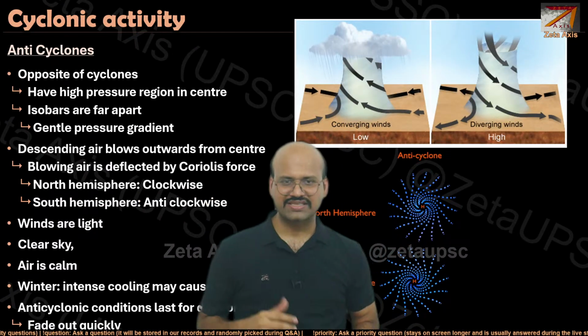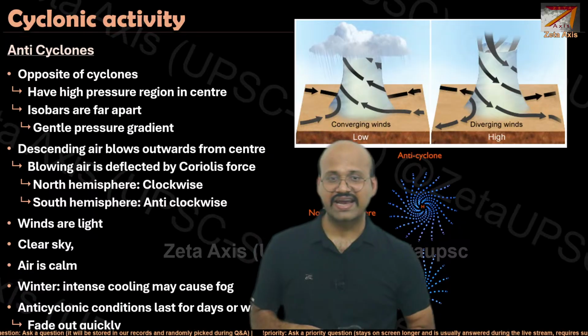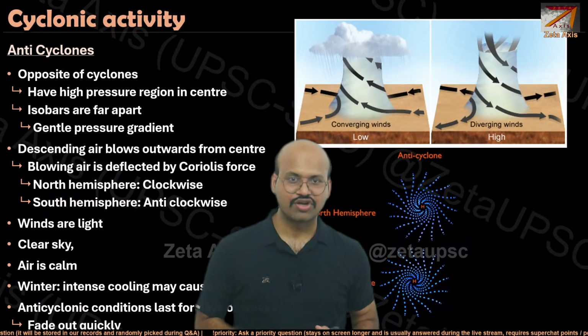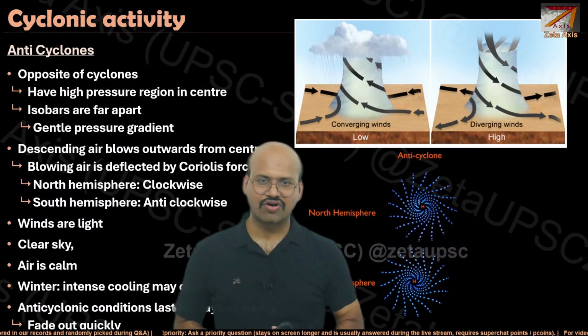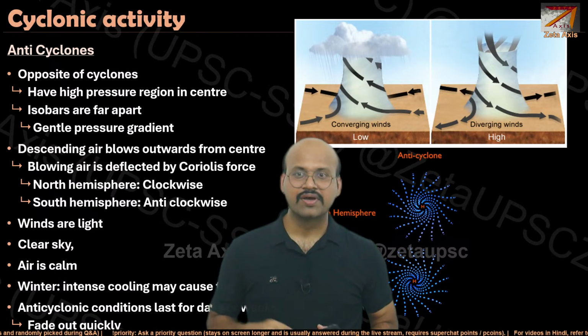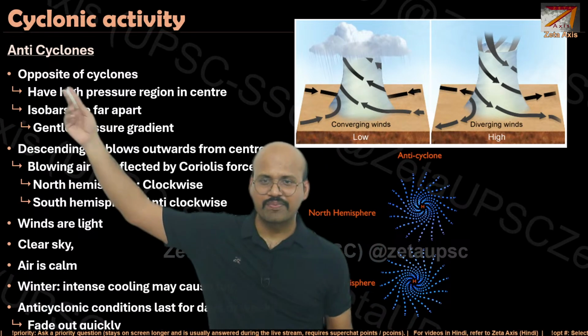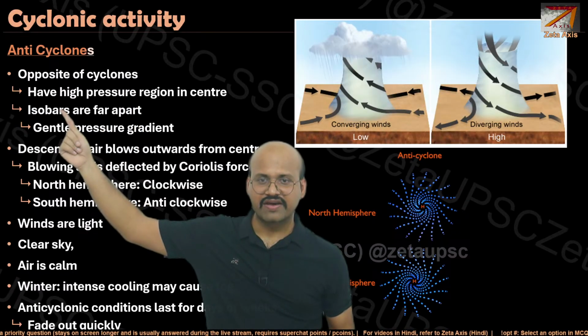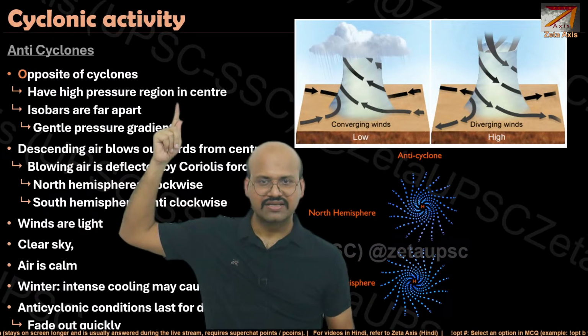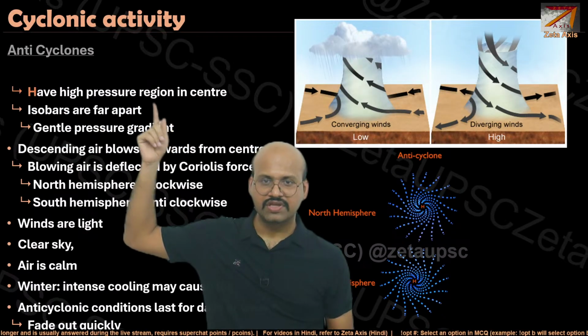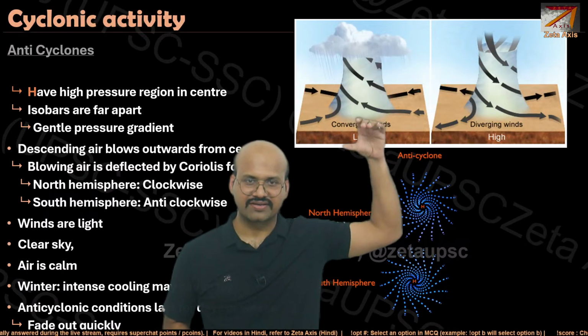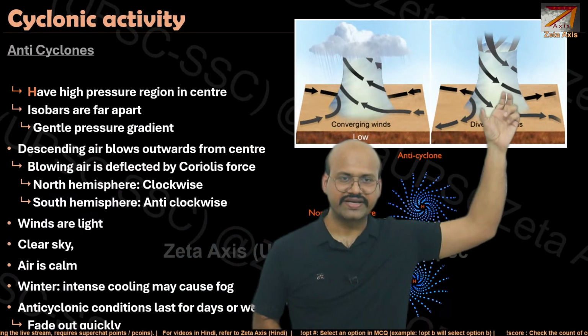Now the last topic is anticyclones. So we have seen that anticyclones are high pressure systems. All of the cyclonic activity that we saw were low pressure systems, but the anticyclones are high pressure systems. These are the opposite of cyclones. They have a high pressure region in the center because the air is descending, and that is why you will see that there is high pressure.